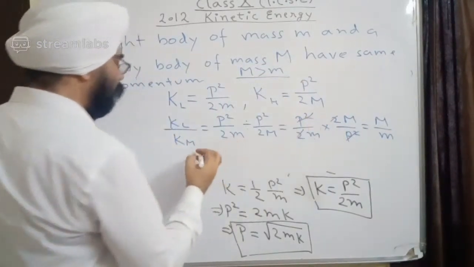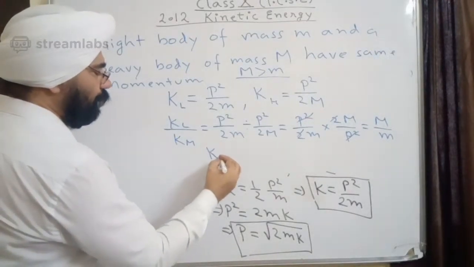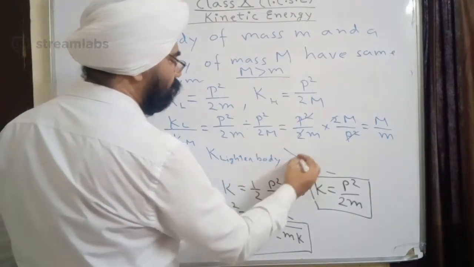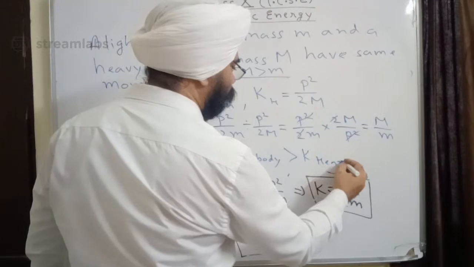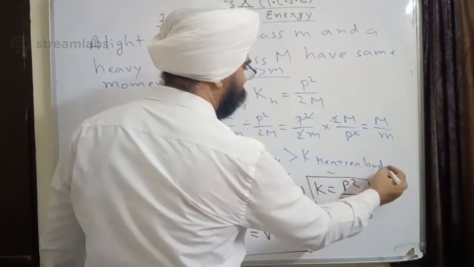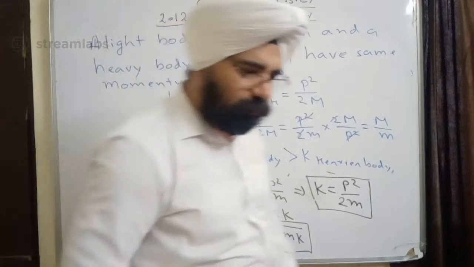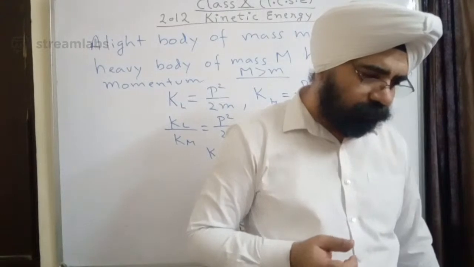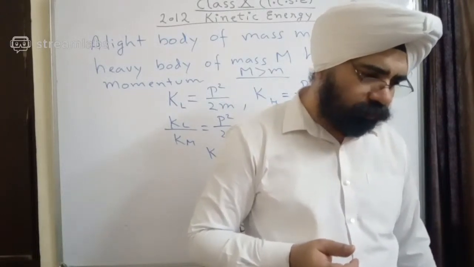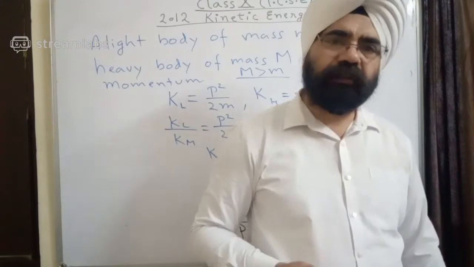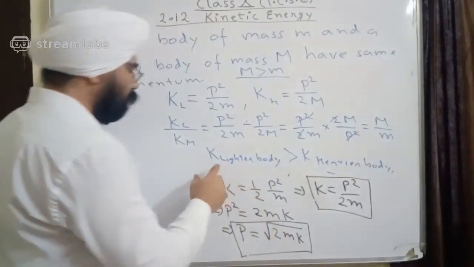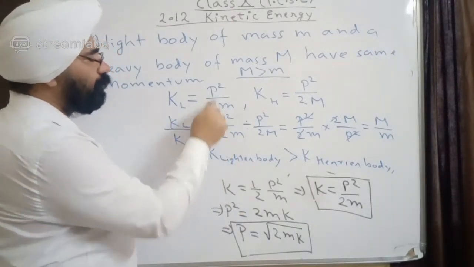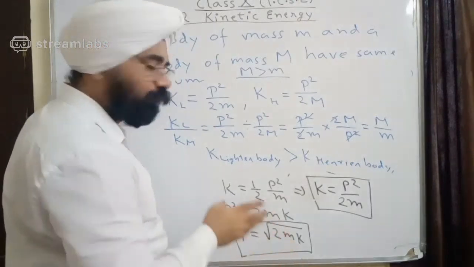Which means that the kinetic energy of the lighter body is greater than the kinetic energy of the heavier body. Easy? Understood? Kinetic energy of mass M is greater. No, beta, Shingarika, that's wrong. Kinetic energy of the greater mass is not greater. We just found out, kinetic energy of the lighter mass is greater. It flips. Like p square by 2m, p square by 2m.